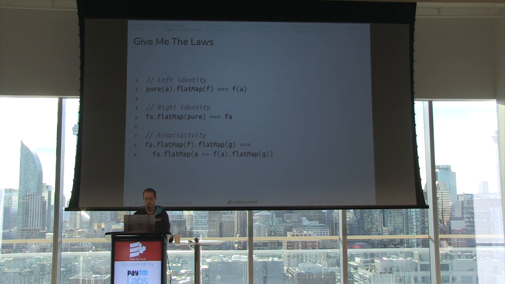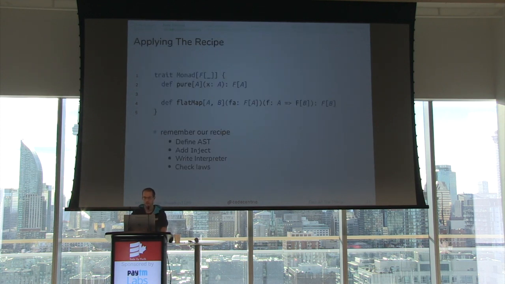So those two laws just require that pure is really as boring as you would think. And the last one is called associativity, and it says that when we have a monadic value and we flatMap over it first with f and then with g, this has to be the same thing as doing an inner flatMap. So we first call flatMap on fa, and then on the inner value we call flatMap again. Okay, so let's apply our recipe.